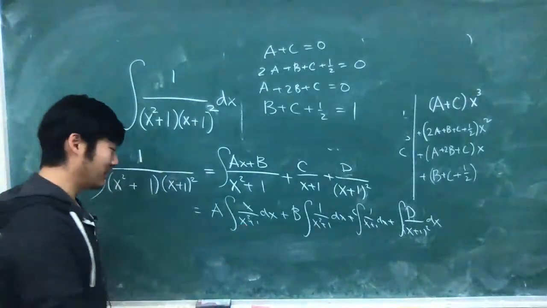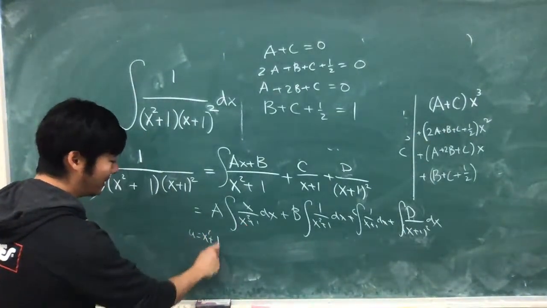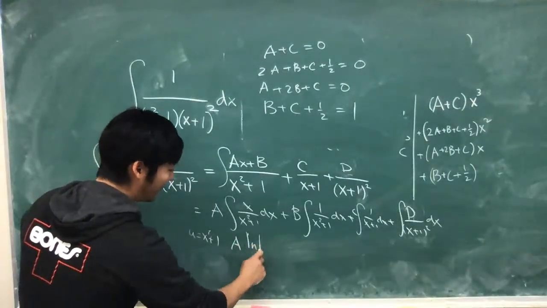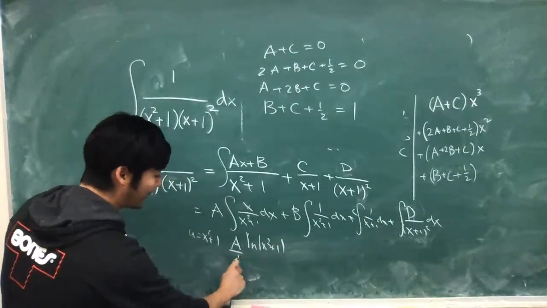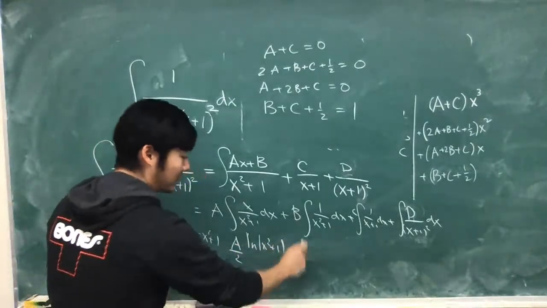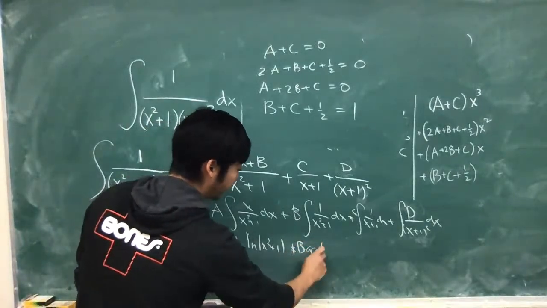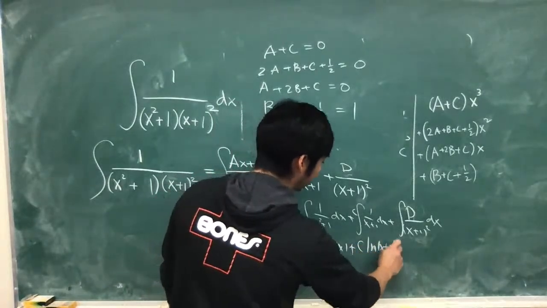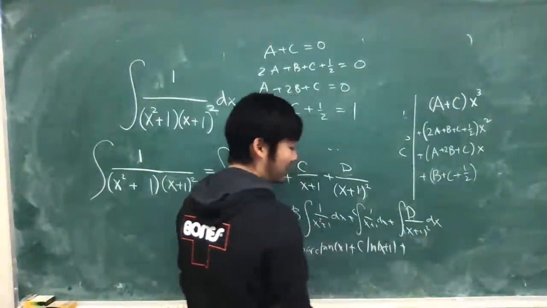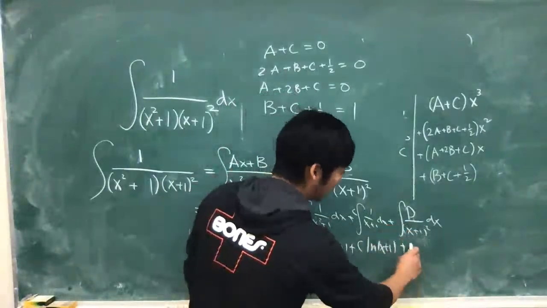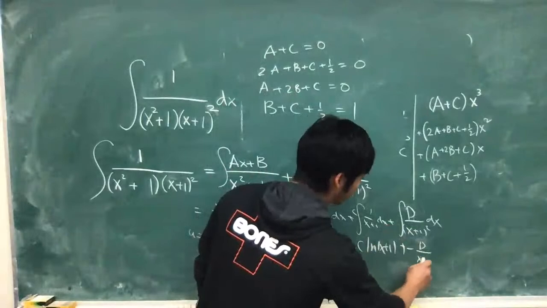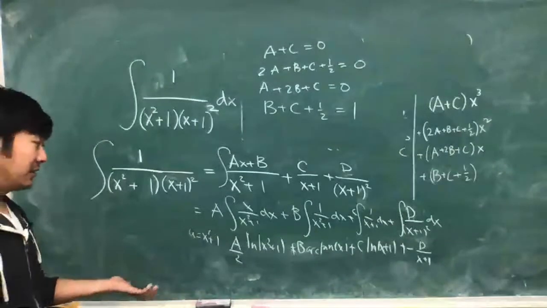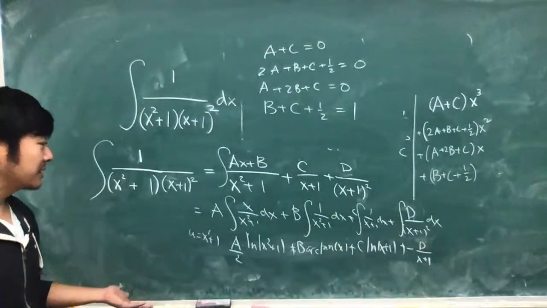So this one, you could use u substitution with u equals x squared plus 1, and then you'll end up with a times natural log of x squared plus 1, but then you have to divide by 2 from the 2 here. This one is just going to be b times arctan, plus this one is c times natural log of x plus 1, plus this is just u substitution with x plus 1, and you end up with just negative d over x plus 1. You just use power rule for this one. So for each of those terms, that's how you deal with it, and that's as general as it gets.